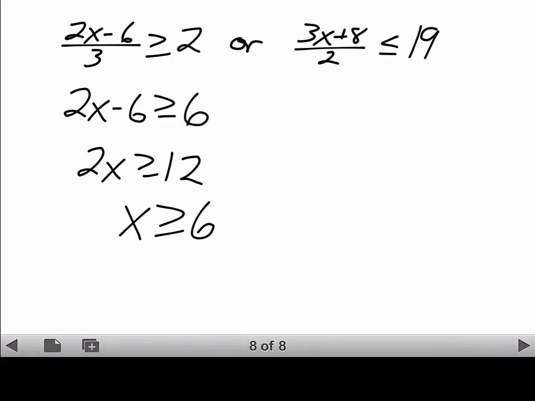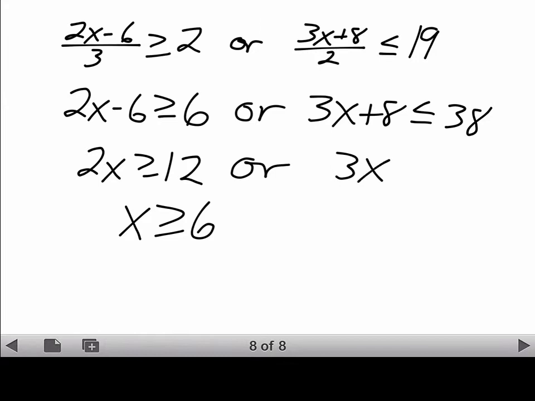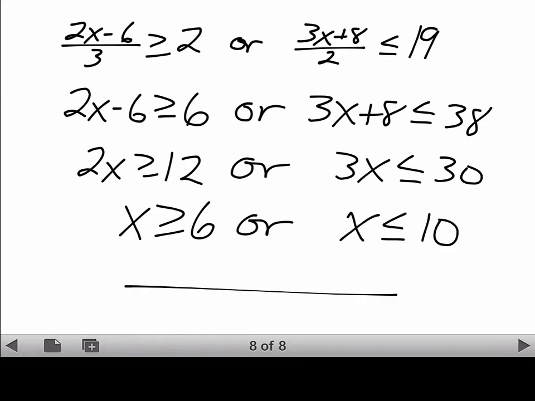For the other inequality, I have 3x plus 8 is less than or equal to 38. I almost forgot my or. Subtracting 8 from both sides gives 3x is less than or equal to 30. And then finally, notice I keep writing or. x is less than or equal to 10. Let's go for graphing on the number line.